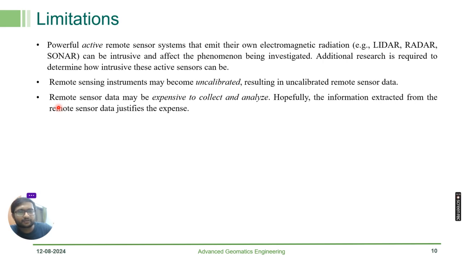Then we have the remote sensing instrument. We are taking the data from a satellite. So if there is a problem in the calibration or in some constant of the satellite, it will create a malfunction in the data sets, or error or bias in the data. And the next limitation is that remote sensing data may be expensive to collect and analyze because we are using drones, aircraft, or satellites. So it will be very costly in nature.